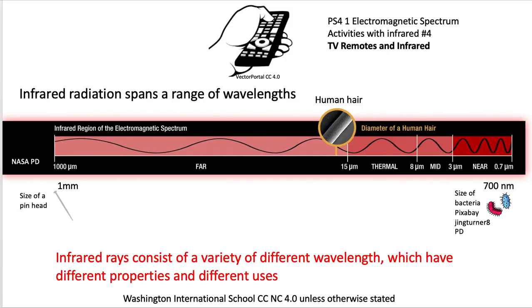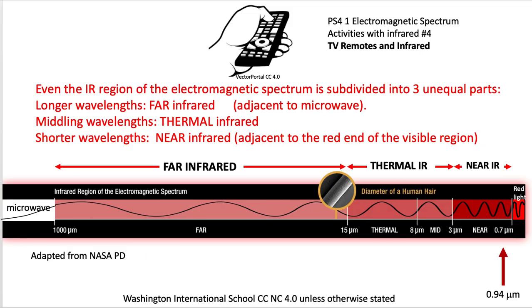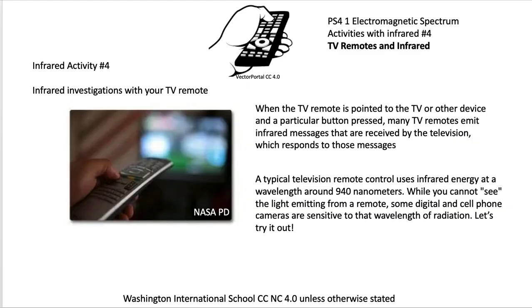And infrared isn't a single wavelength, it's a range of them. Here divided into 4 regions, you often find it divided into 3. The longest on the left, size of a pinhead, 1 millimeter, 1,000 micrometers, and the shortest 0.7 micrometer, or that's 700 nanometers, the size of a bacterium. And on that bacterium side, with arrowed 0.94, which is one of the infrared frequencies of a TV remote.